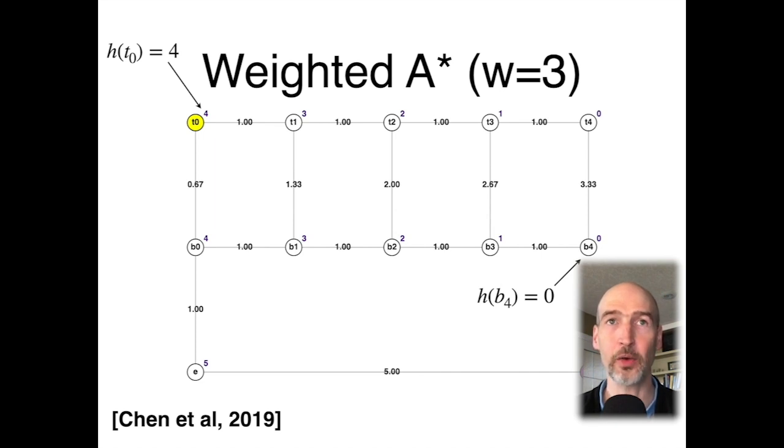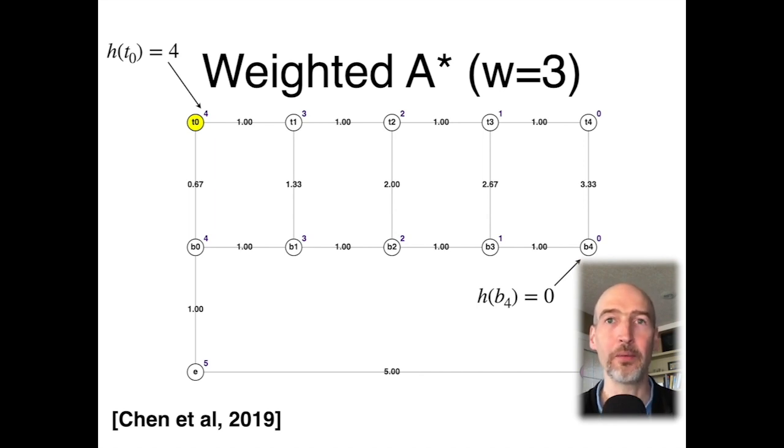And the edge costs going across are 1, but the cost of the edge from the top to bottom is getting smaller and smaller. So 3.33 from T4 to B4, but from T0 to B0 is 0.67. And then the optimal solution is actually to go all the way down to E, which has a larger heuristic than everything else, and that leads us to the goal.